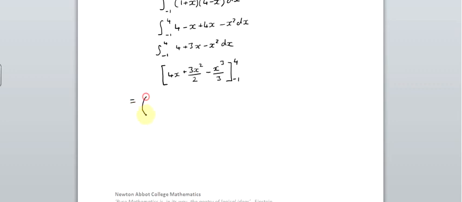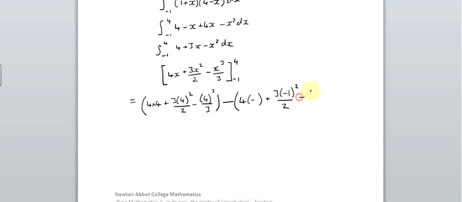So I've got 4 times 4 plus 3 times 4 squared over 2 minus 4 cubed over 3, and then I'm going to subtract the whole lot with the minus 1 put in. So 4 times minus 1 plus 3 times minus 1 squared over 2 minus minus 1 cubed over 3. And it's core 2. With greatest of care, you'd stick that on your calculator and you'll get 125 over 6, or at least I did.